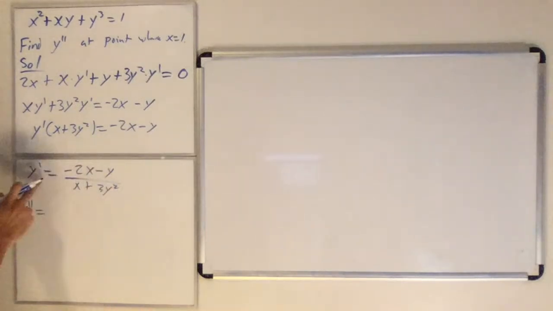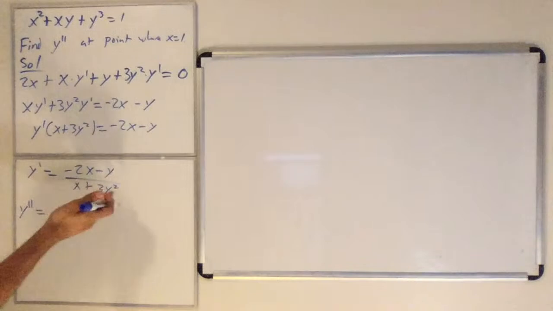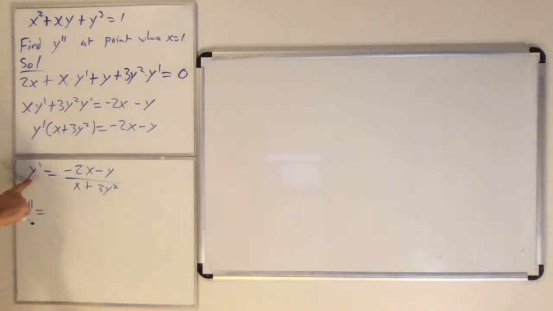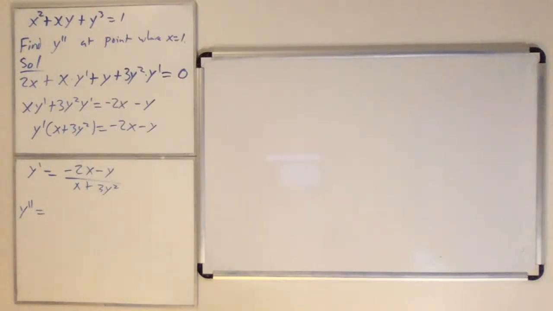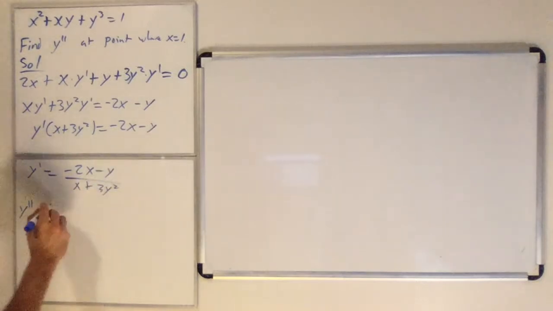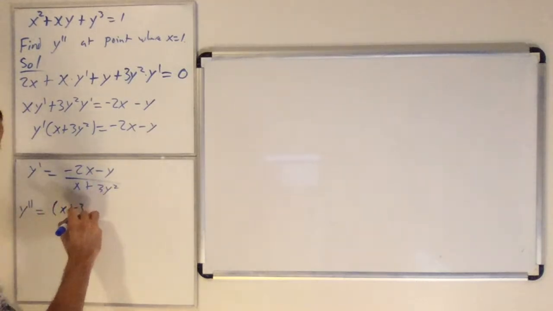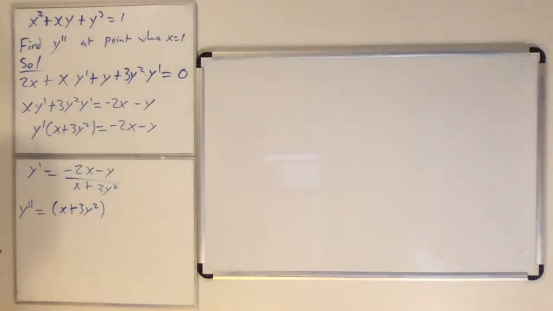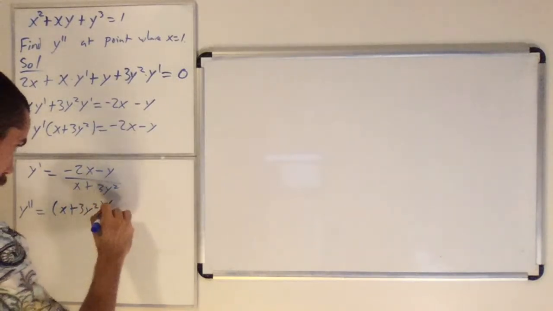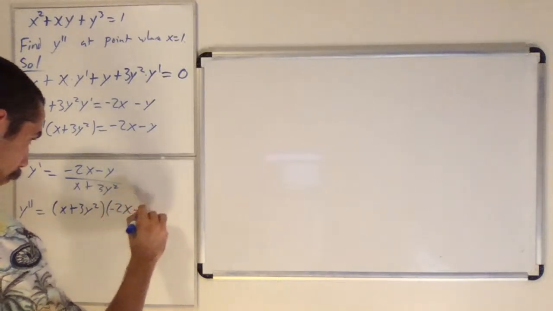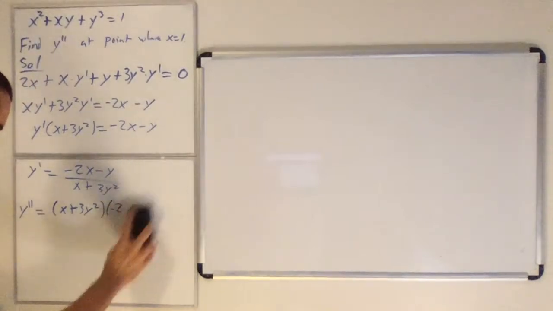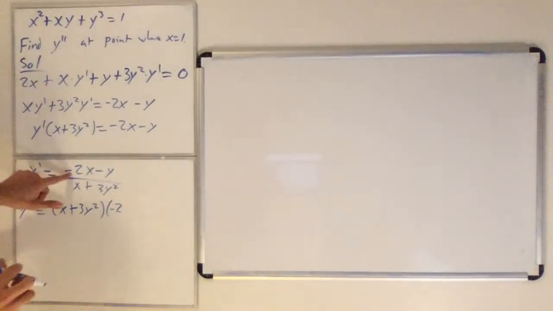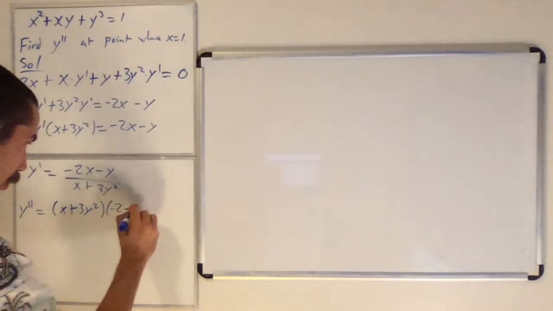And so we take the derivative of both sides, right? So take the derivative of the left-hand side, we get y double prime. Now we have to take the derivative of the right-hand side. This is a quotient. So Jared, you're right. Use the quotient rule. So it's the bottom times the derivative of the top. Derivative of the top is minus 2 minus y prime.